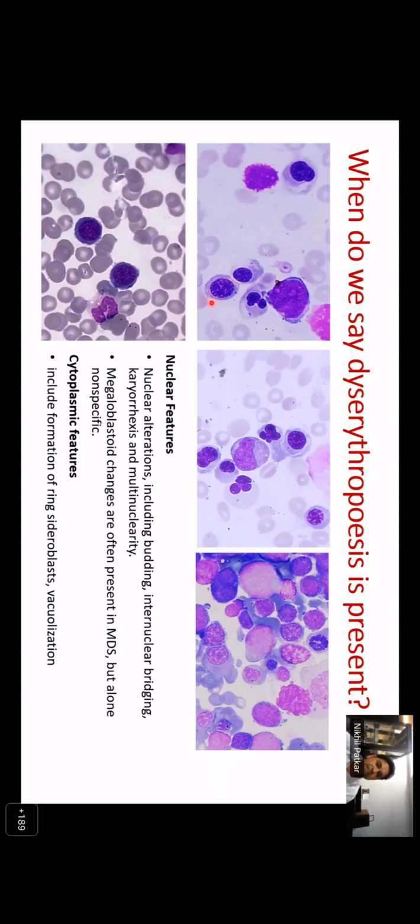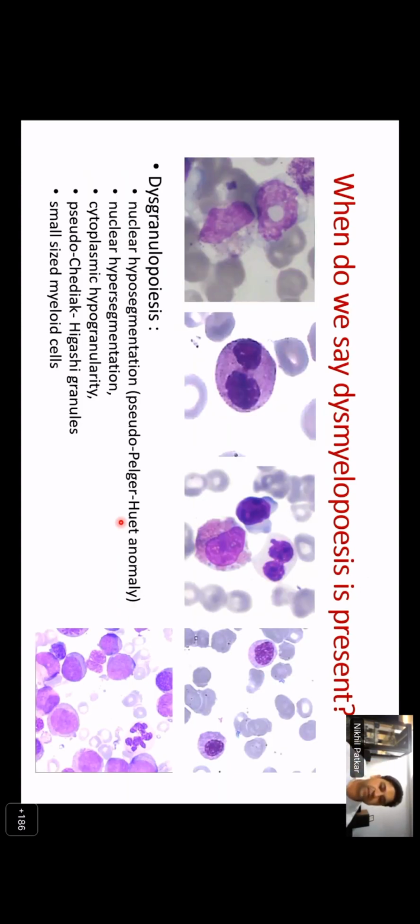Then you have cells that show this. You can see this here, or you can see this here. These are megaloblastoid maturation. They are present in MDS, especially low-grade MDS, but they are alone not specific enough to diagnose this as MDS. Cytoplasmic features include the formation of ring sideroblasts, and in some cases you can have vacuolation. There is also internuclear bridging and multinuclearity, which are signs of erythroid dysplasia.